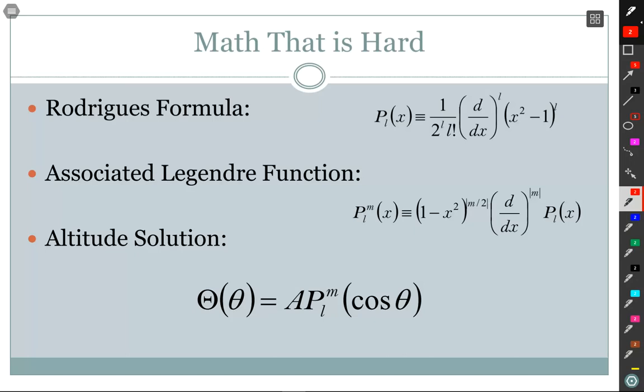I'll start this out by saying, if you expand (x squared minus 1) raised to the L, your highest power is going to be x to the 2L. And then you're going to have each power between that and 1. So if we have our highest power as x to the 2L, and we take L derivatives, what's our highest power going to be? Not 1.